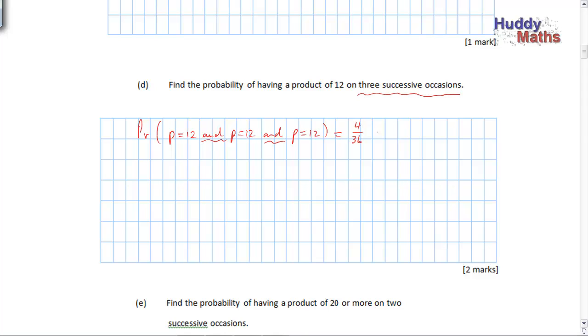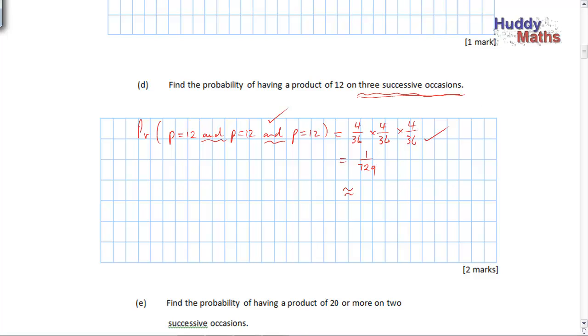Product principle, 4 on 36 by 4 on 36 by 4 on 36, or a 9th by 9th by 9th, which is 1 on 729. You can put an approximate decimal, but we're not particularly interested. There's 1 mark here for the analysis, working in the real meaning of 3 successive occasions, this and this and this, and then 1 mark for the answer there.